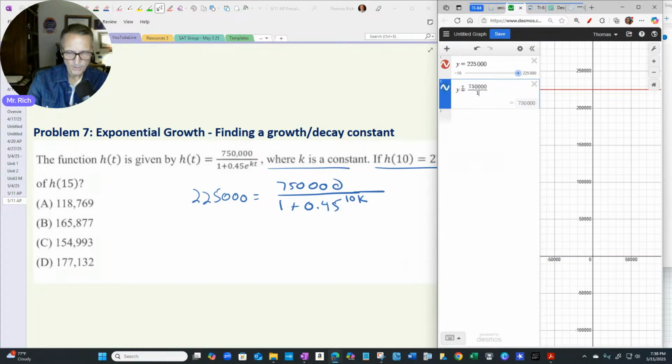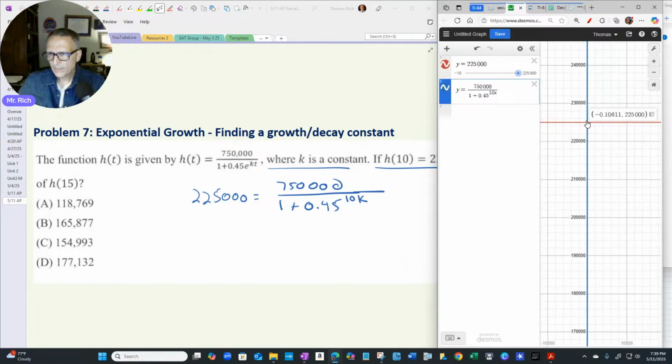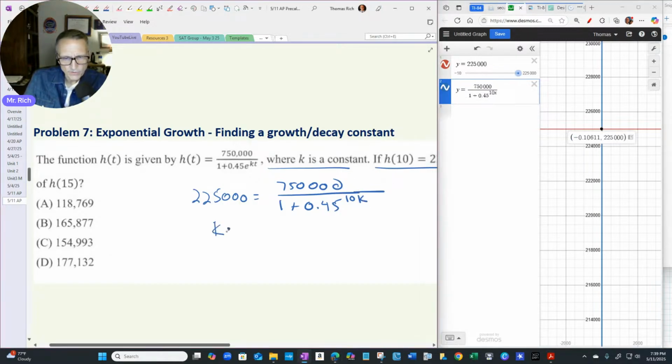750,000 over 1 plus 0.45 raised to the 10x. Okay, and then I zoom in here, and this is allowing me to see where they intersect. Now, where these two lines intersect, the left-hand side and the right-hand side of my equation, the x coordinate is going to be the value for k. So k, it turns out, is negative 0.106, 0.1, and I'm going to go out to the fifth decimal point because it's an intermediate calculation. So I will write that down.